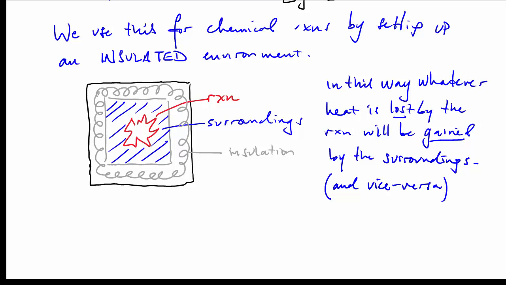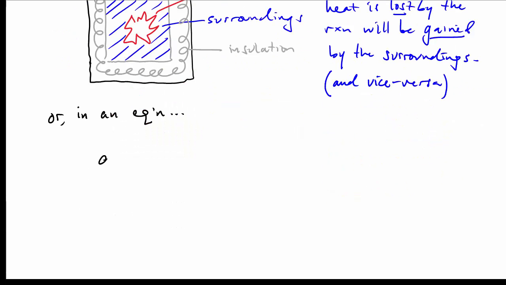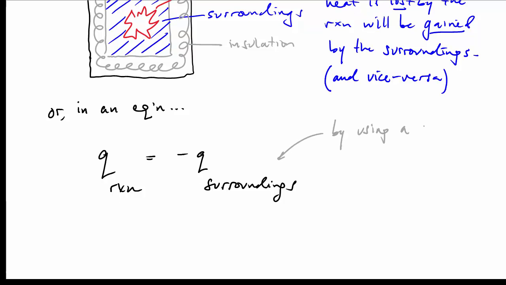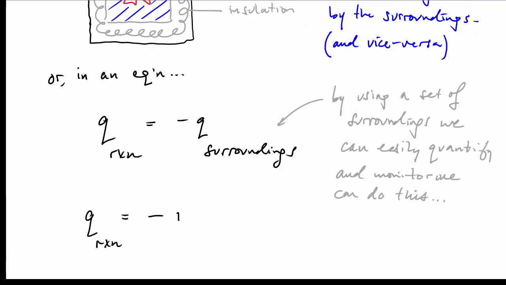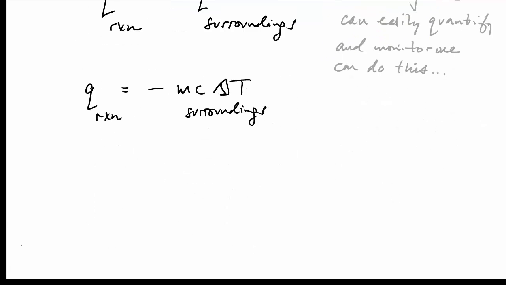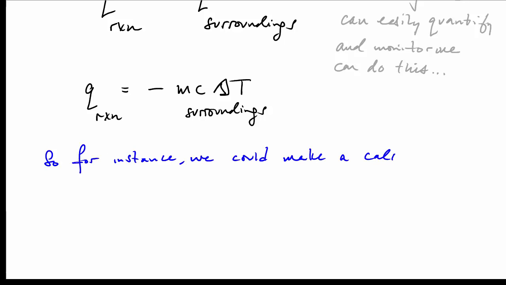In an equation, you could say that the heat flow into the reaction is the heat flow out of the surroundings. Notice the negative sign. So by using a set of surroundings we can easily quantify, we can get the heat flow into or out of the reaction. Let's have a look. Here we have the heat flow out of the reaction equal to negative mc delta T from the surroundings. So for instance, we could make a calorimeter to measure the heat of reaction that enters or leaves an aqueous solution. Maybe this one.